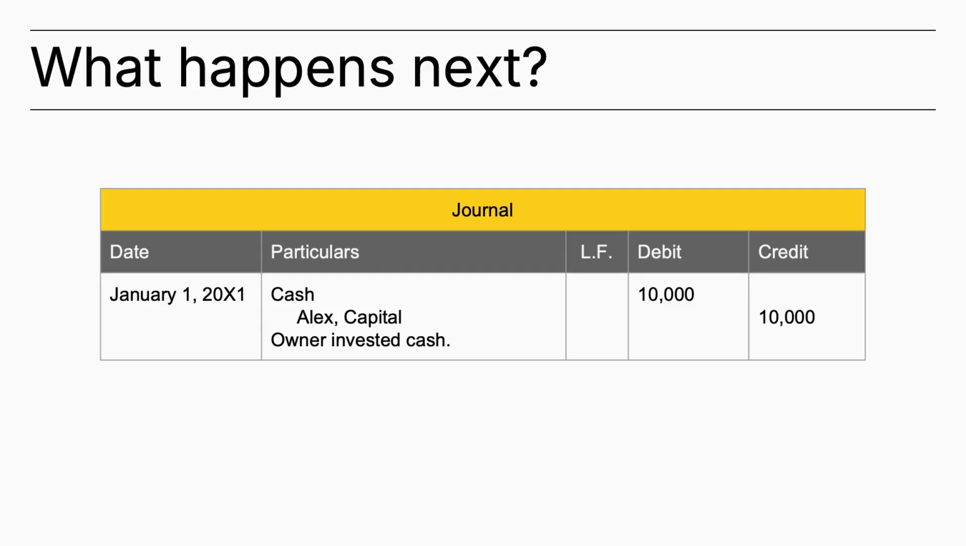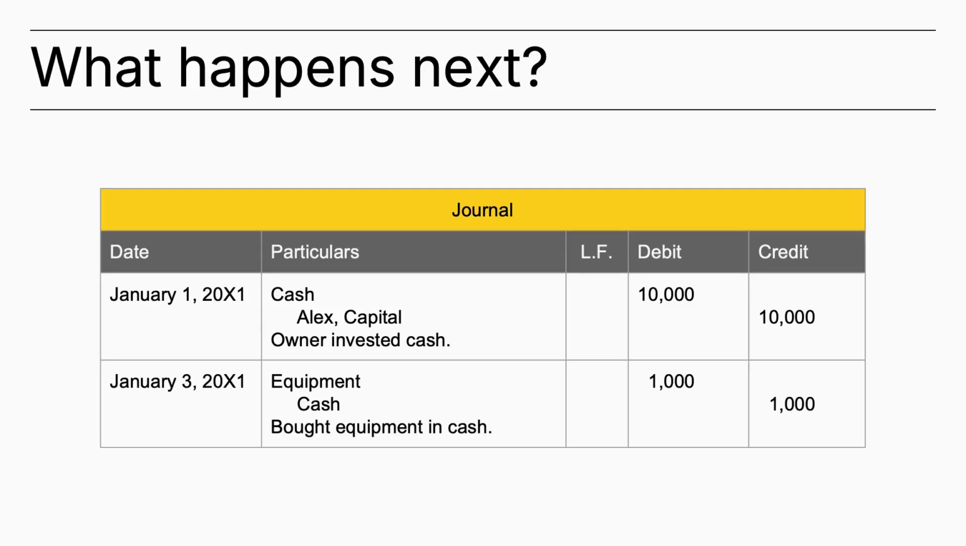So what happens next? One journal entry doesn't exist on its own. As more transactions occur, we continue recording them using the same format. Each new transaction gets its own journal entry, and together, they form the journal. Notice that the format doesn't change. We simply record the next transaction underneath the previous one.